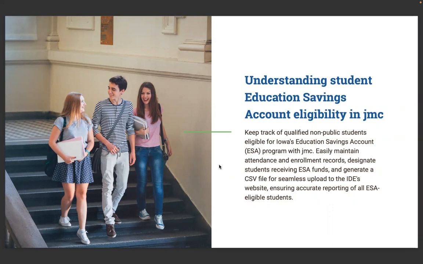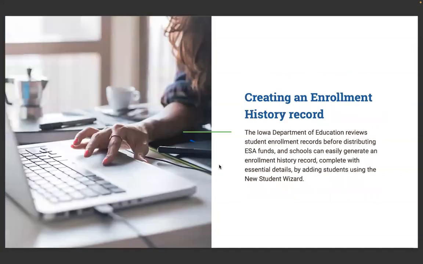It starts with easily maintaining attendance and enrollment records, designating students as receiving ESA funds, and that will allow you to generate a CSV file for seamless upload to the Iowa Department of Education's website, which will ensure accurate reporting of all ESA eligible students. This starts with creating an enrollment history record.